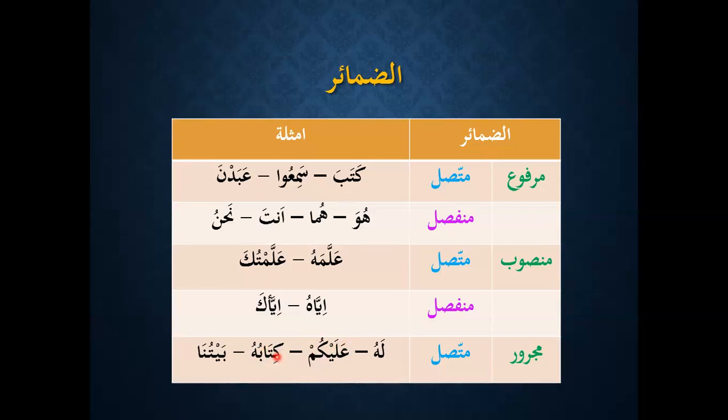So you remember I said a dhamir attached pronoun to a verb is mansoob because it is maf'ul. Attached pronoun to ism is always majroor because it is mudaf ilayh. Most of the time. Exception is always there, but generally. So kitabuhu, his book, book of him, mudaf, mudaf ilayh. Baytuna, our house. So these are all attached pronouns, but they are majroor because they are mudaf ilayh.